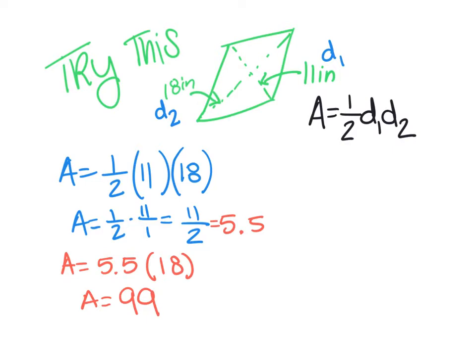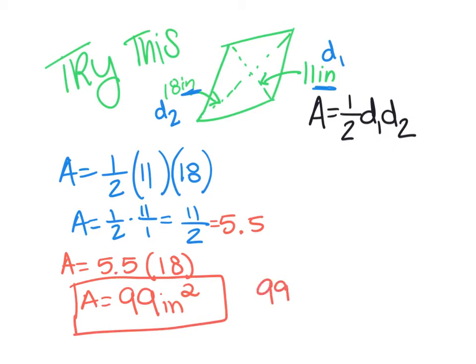Now I need to go back up and look at my labels. Well, my labels are inches. So I'm going to say 99 inches squared. And there is my answer for the rhombus. I could have also said 99 square inches. That means the same thing. So either way you write it, it means the same thing. Let's try another practice rhombus, and that will be it for the day.